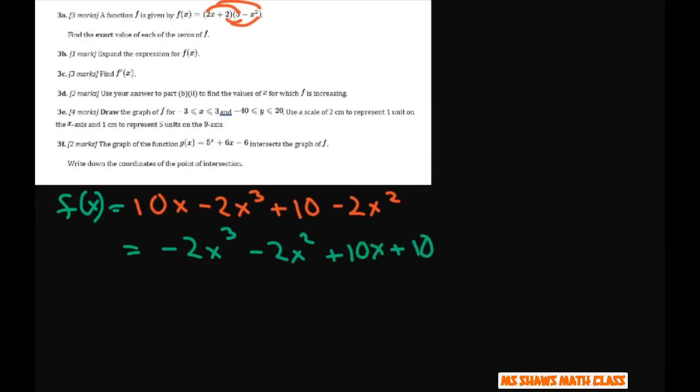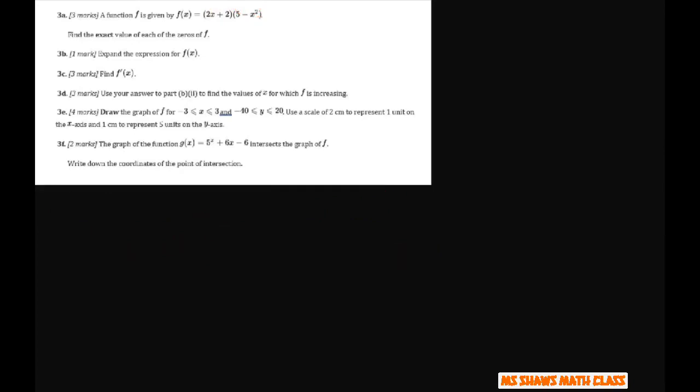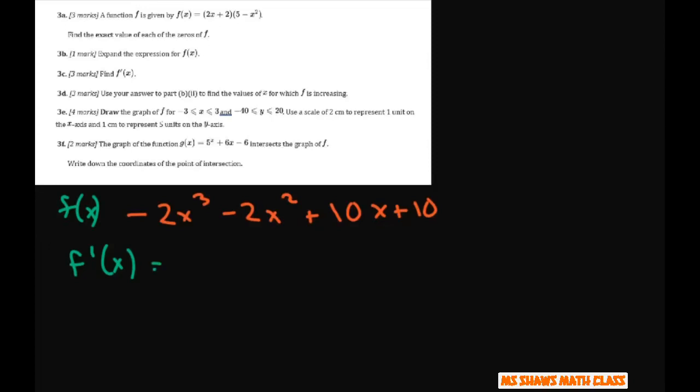Okay. And then we're going to find the derivative. So for the derivative, we're going to use -2x cubed. You don't have to use this one. You can use the one that you didn't simplify, but that's f of x. So when you take f prime of x, you're going to get -6x squared minus 4x plus 10.